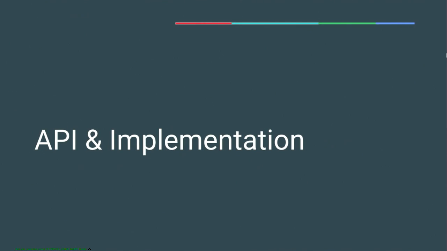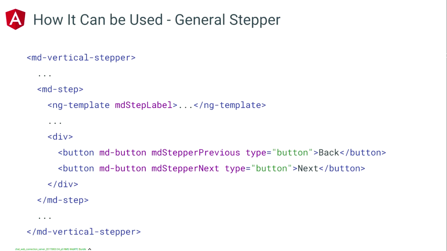And now moving on to the API and implementation of the material stepper component. Here's how the stepper component can be used to create a simple, very general stepper component. First, you use the selector for the vertical stepper or the horizontal stepper, and inside you place the MD step selector for the step component. And inside, users can either choose to use the step label directive, which is the MD step label, or use the input property label for each of the step to give them the label. And then they would put the content and then they would put the buttons in.